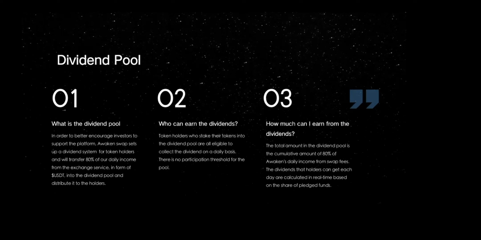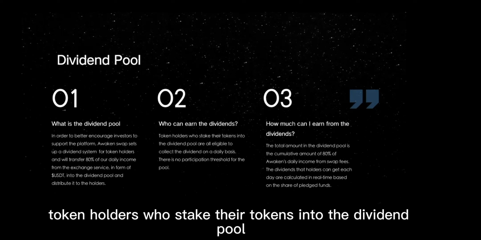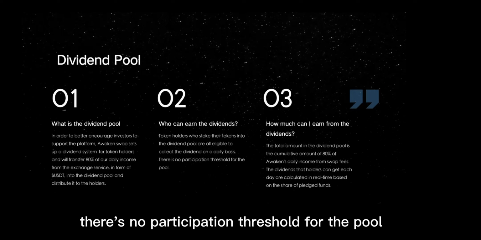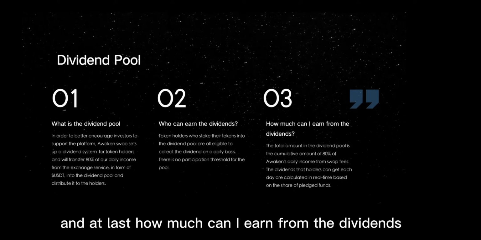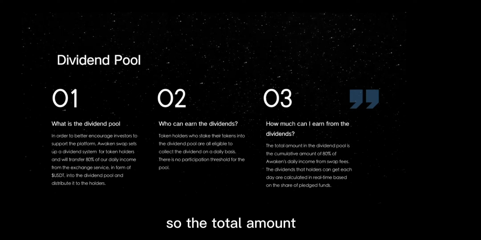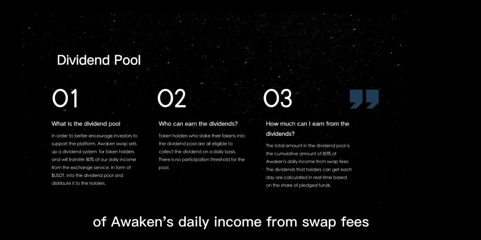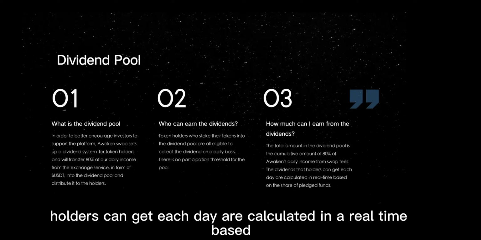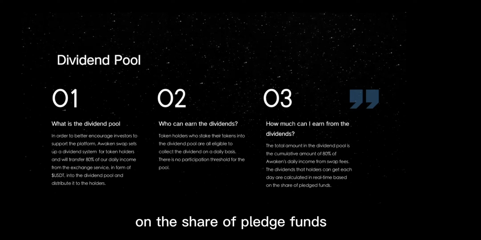And for the second one, who can earn the dividends? Token holders who stake their tokens into the dividend pool are all eligible to collect the dividend on a daily basis. There's no participation threshold for the pool. And lastly, how much can they earn from the dividends? The total amount in the dividend pool is the cumulative amount of 80% of Awaken's daily income from swap fees. The dividends that holders can get each day are calculated in real time based on the share of pledged funds.